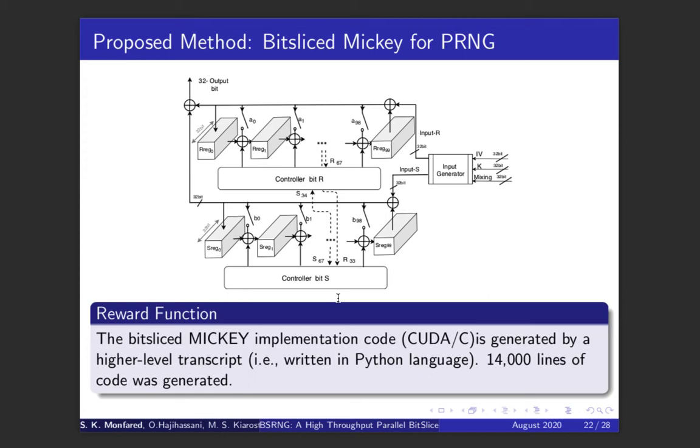So you can't just go ahead and write down an algorithm at the BitSlice level. So what we did is that we came up with an automation procedure in a high-level transcript, which is written in Python, to generate the CUDA or C code for the BitSlice Mickey. After using this automation method, 14,000 lines of code were generated for the Mickey BitSlice algorithm.